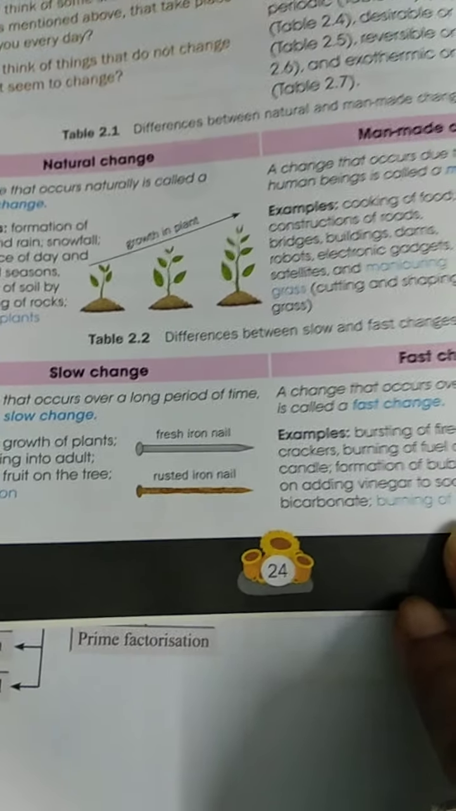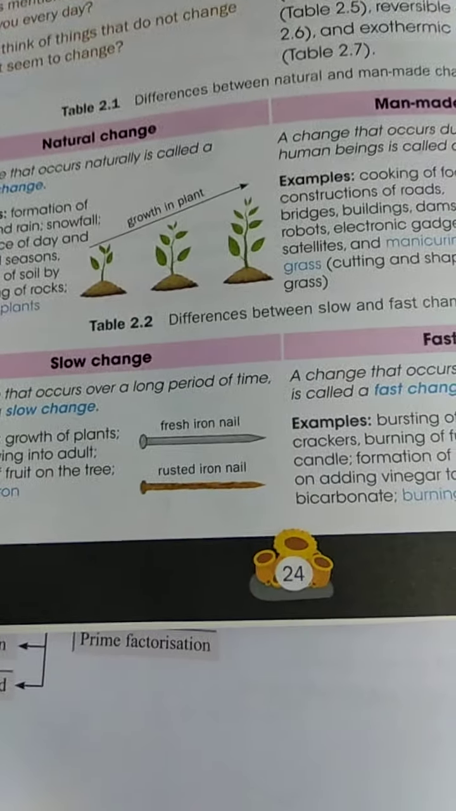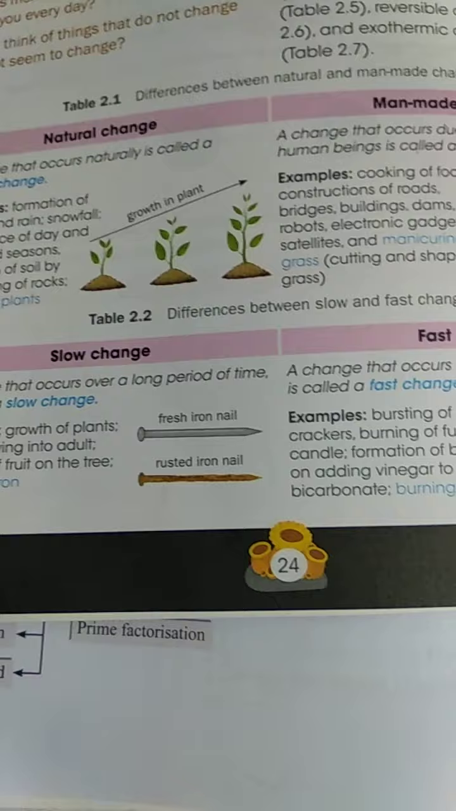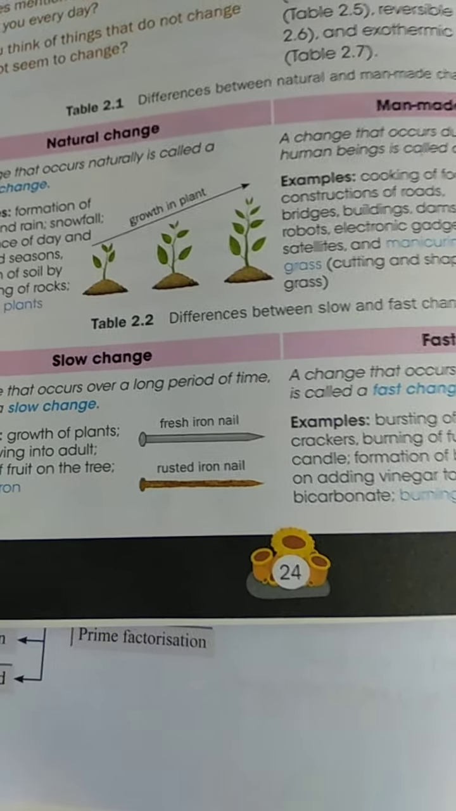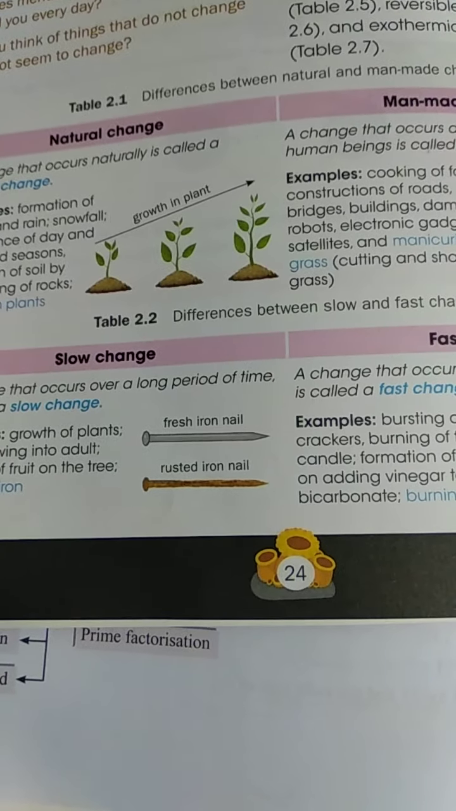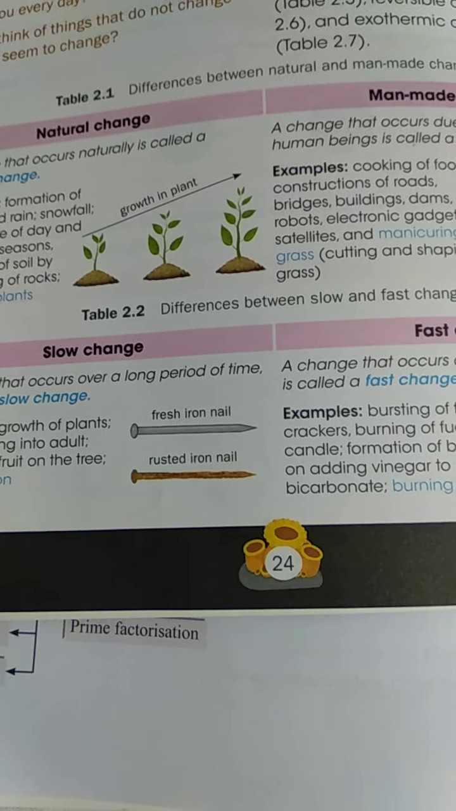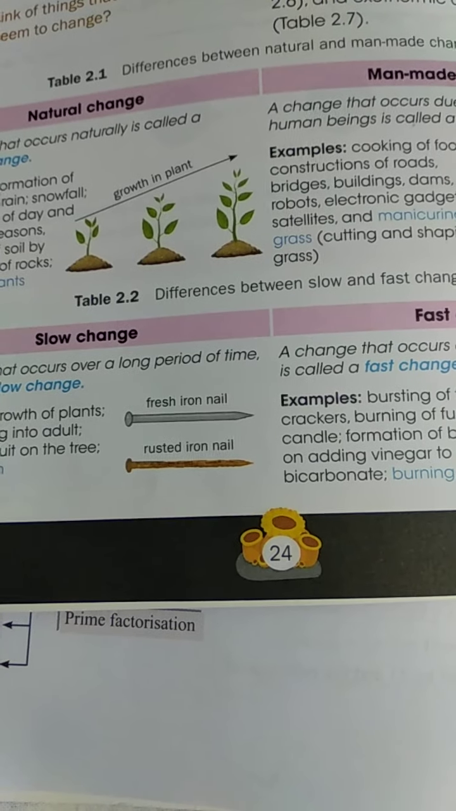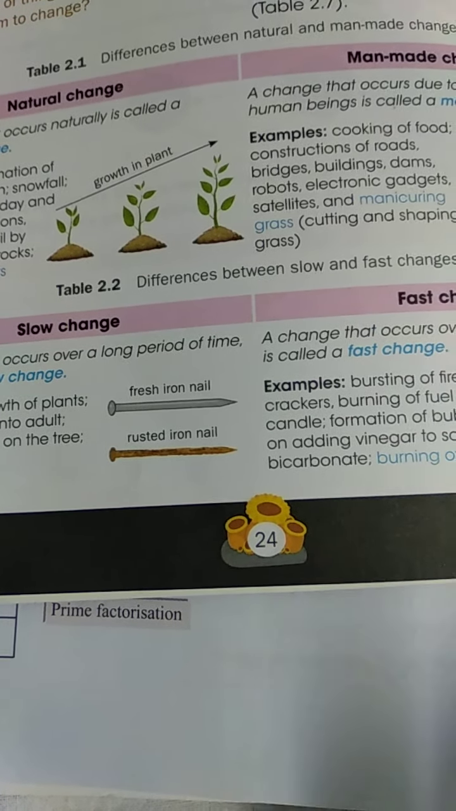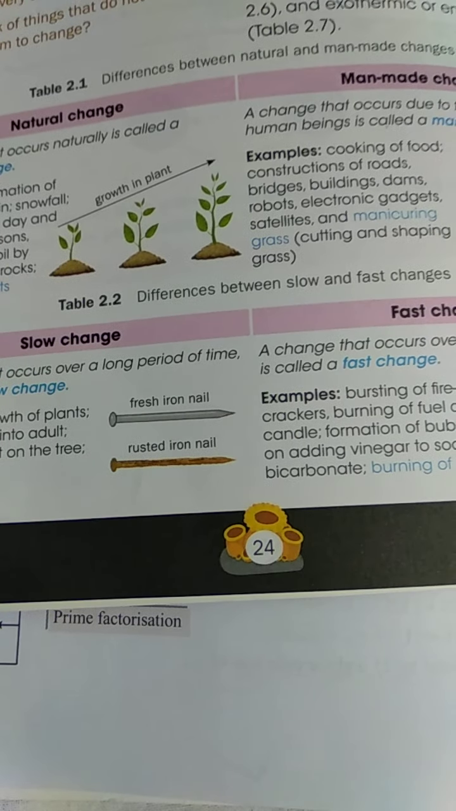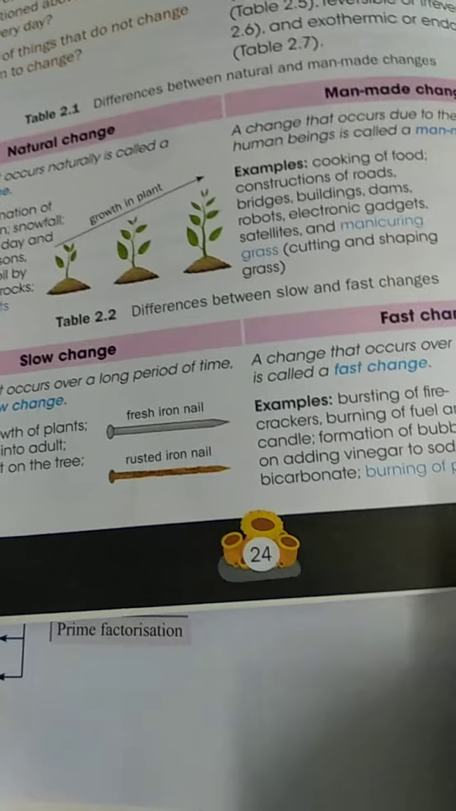Some changes are slow, where some changes are fast. Slow changes occur over a long period of time. That takes a long time is known as slow changes. For example, growth of a plant, growth of a baby, just like you are in class 7, but it has taken a long period. Just after birth you didn't come to class 7. That also took slowly, one year, 365 days a year, and you have grown up this much. So that is a slow change.